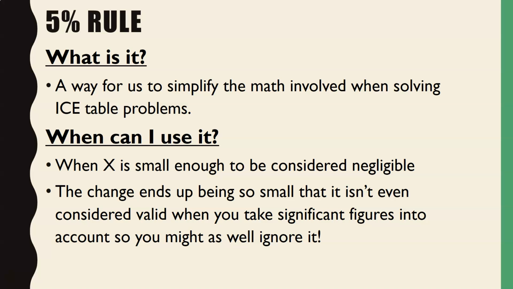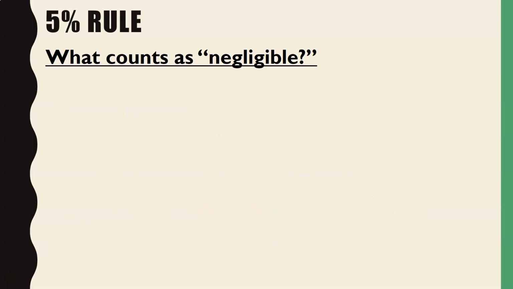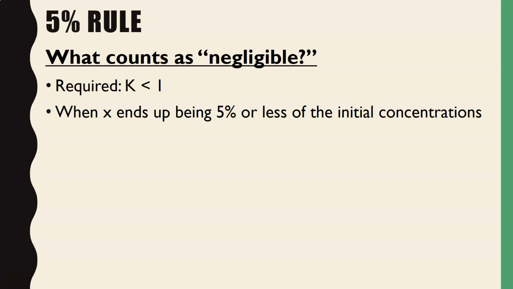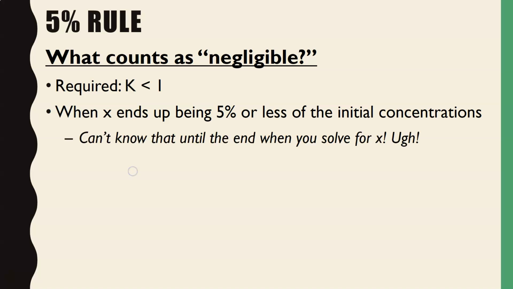So the 5% rule is because x is going to have to be less than 5% of the concentrations you start with. So to be negligible, first you've got to have K less than 1, okay? And x is going to be 5% or less of the initial concentrations. The problem is you can't know if x was small until you finished the quadratic equation, which is horrible, right? You're kind of in this circular reasoning here. Like, how do I know if I can use it if I can't tell until the end of not using it?